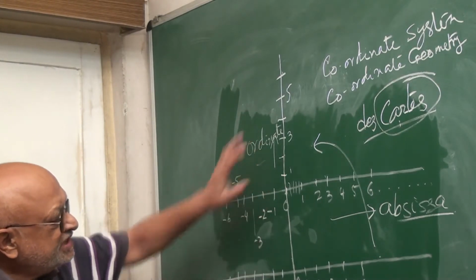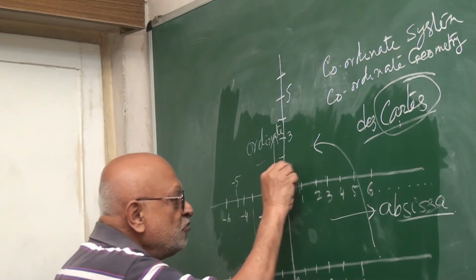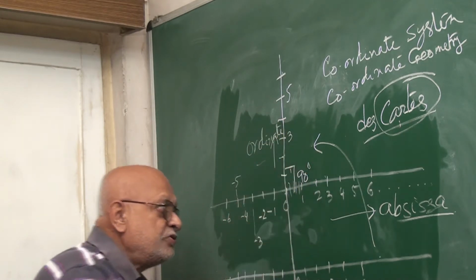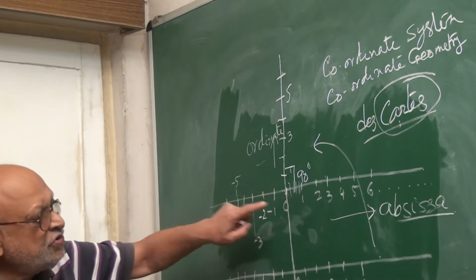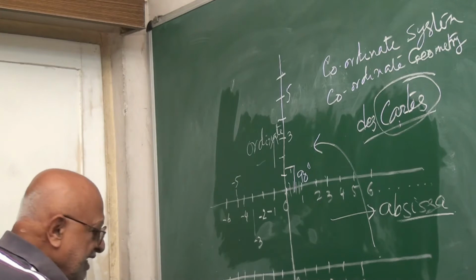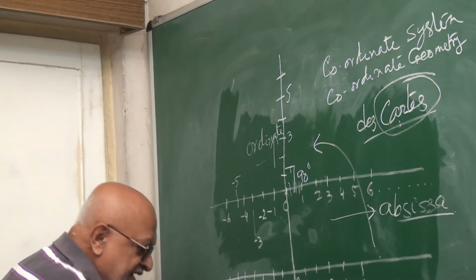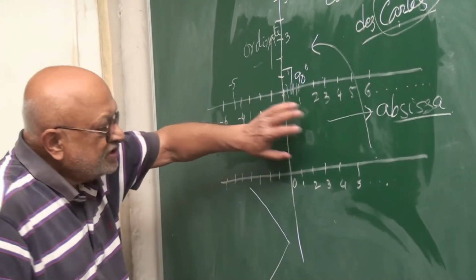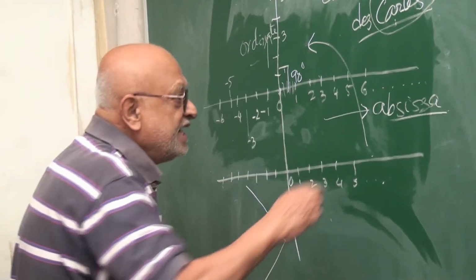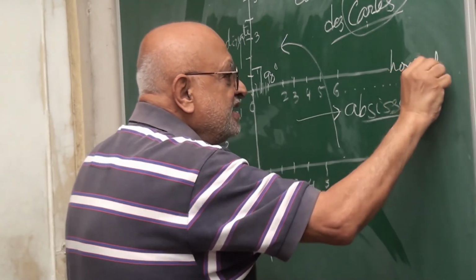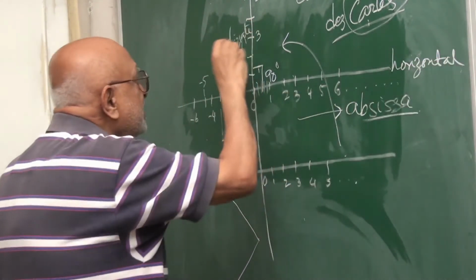And this angle will always be 90 degrees. So these two are perpendicular to each other. This perpendicular can be in any direction also. I can have a line and I can have another perpendicular here. But generally for the system, one is horizontal and the other one is vertical.